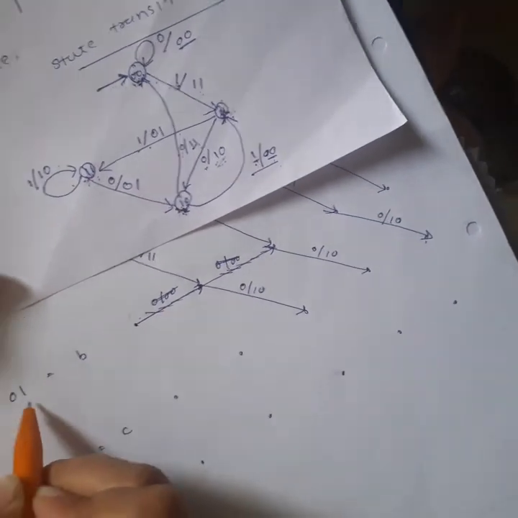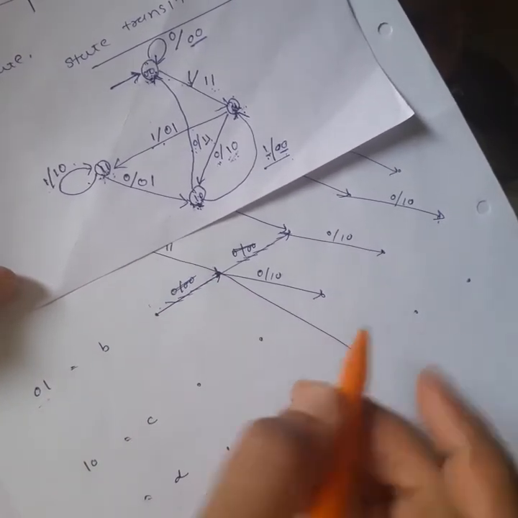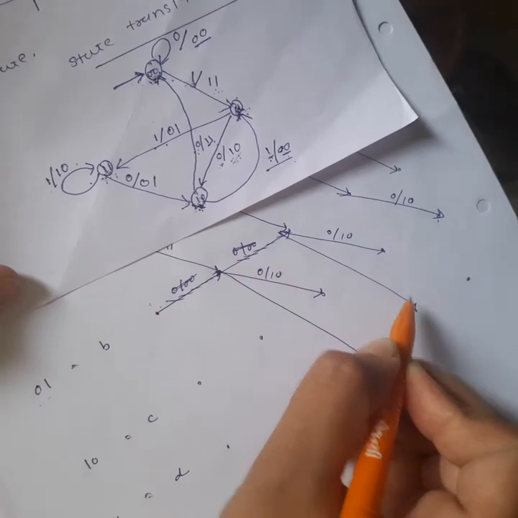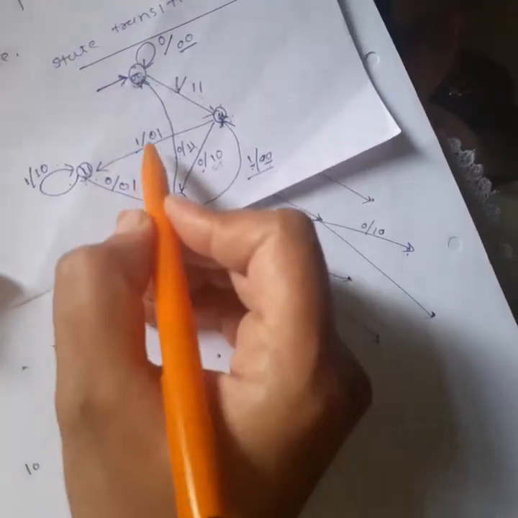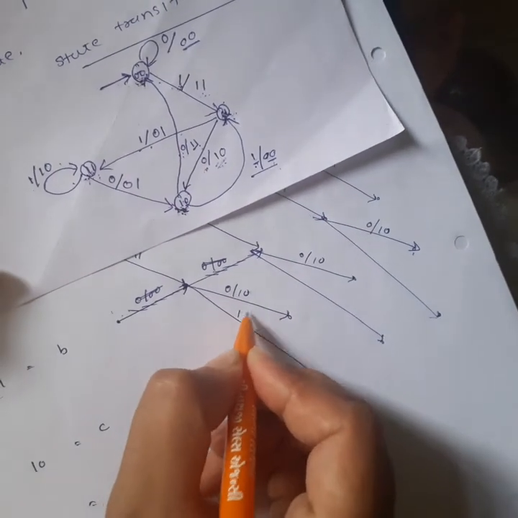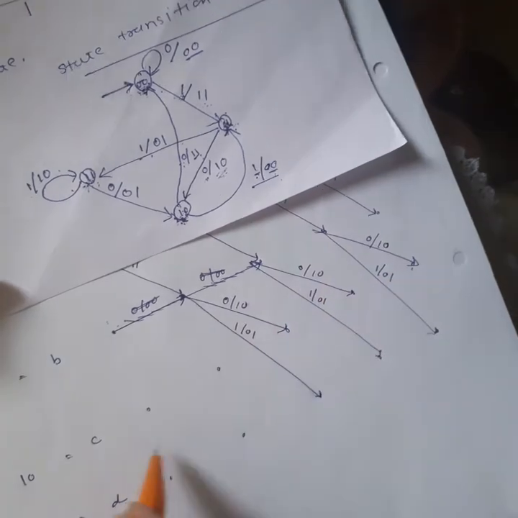For the 0 1 state, if the input is 1, it will go to the 1 1 state, alright? You can see here 1 slash 0 1 has been written, so I need to write it over here, right? What if 1 0?